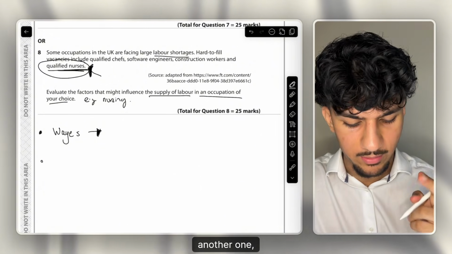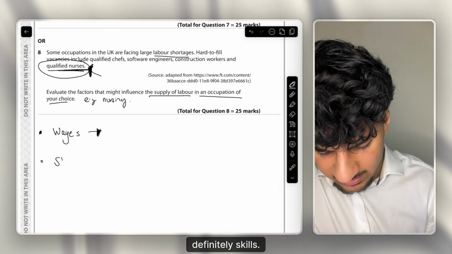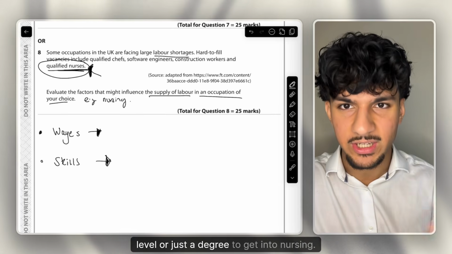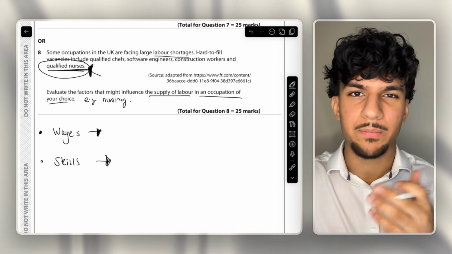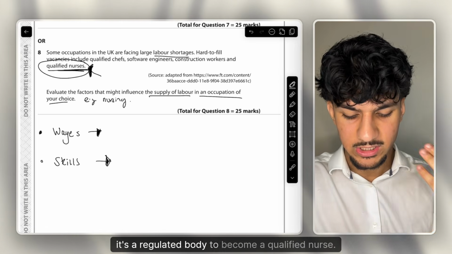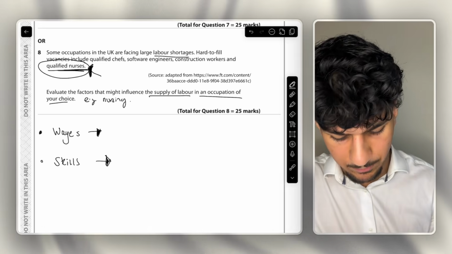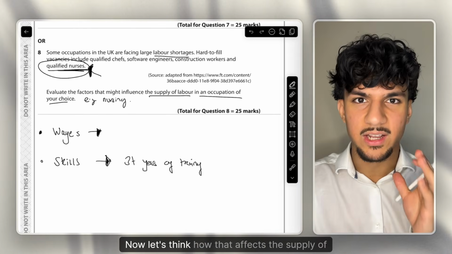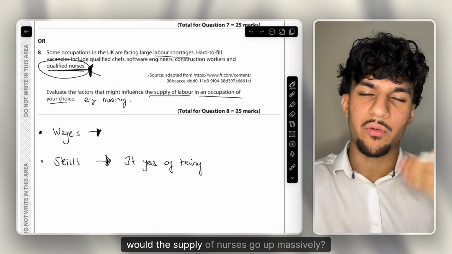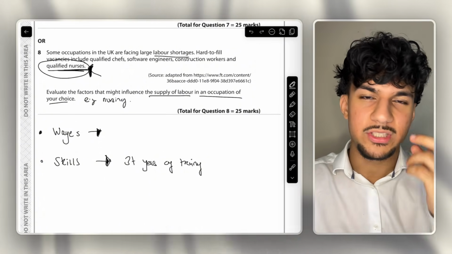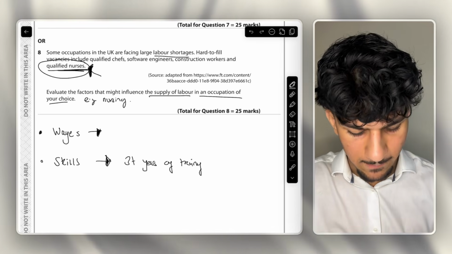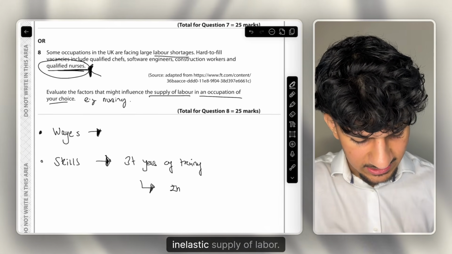And with nursing, another factor that affects supply of labour is definitely skills. So with nursing, for example, you usually have to do like 3 years of degree level, or just a degree, to get into nursing. You have to register with the equivalent of the GMC, so you have to register with an official body. It's a regulated body to become a qualified nurse. So this, like I said, is 3+ years of training. Now, let's think how that affects the supply of labour. If the wages of nurses went up massively, would the supply of nurses go up massively? No. So what does that mean? That means the supply of labour is not responsive to a change in price. Thus, that just suggests inelastic supply of labour.